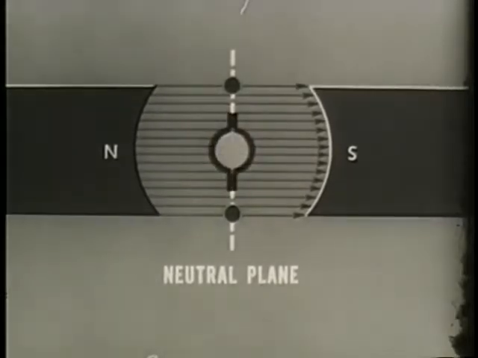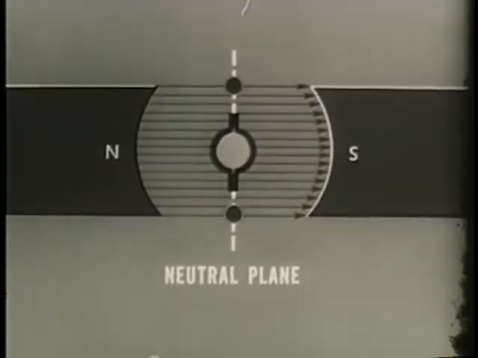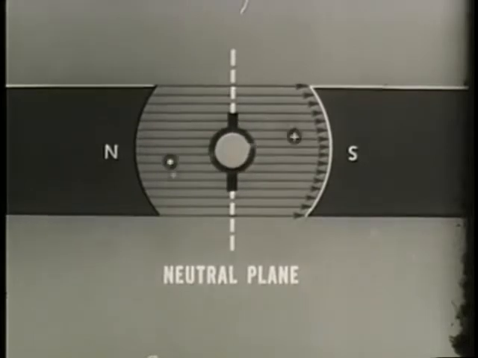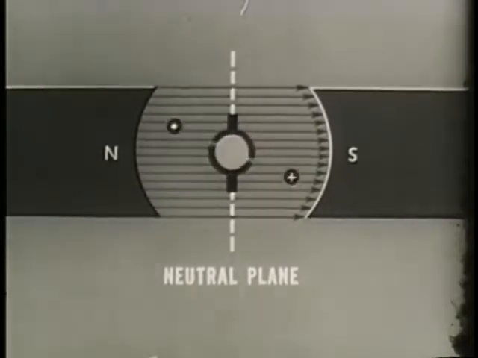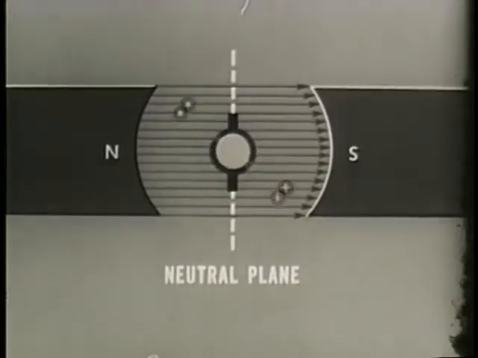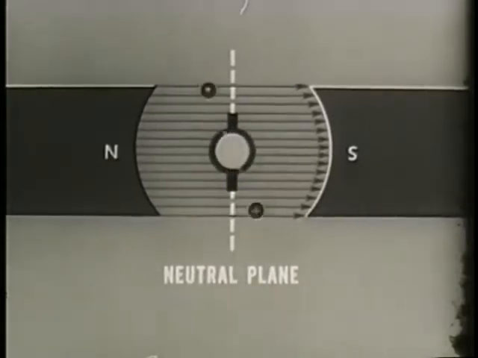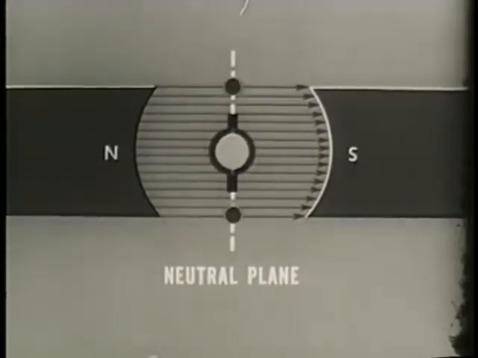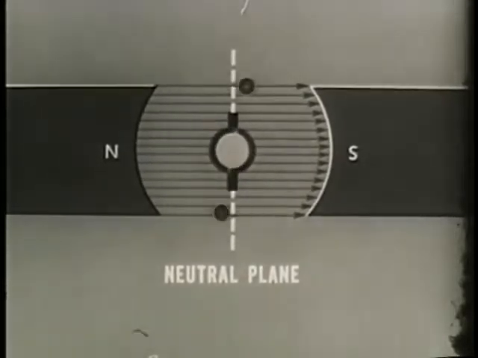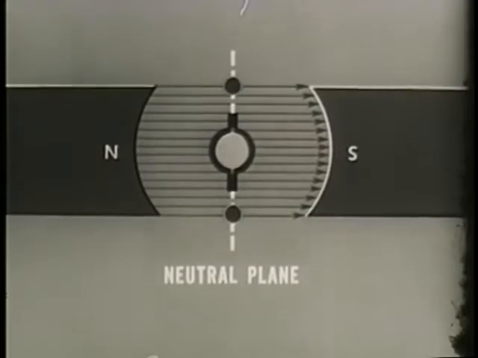Placing the brushes in this neutral plane reduces the tendency for sparking between brushes and commutator, because during the time a brush is touching both commutator segments, there is no difference in potential between these segments. Theoretically, no sparking should occur at the commutator brushes when they are placed in this position.